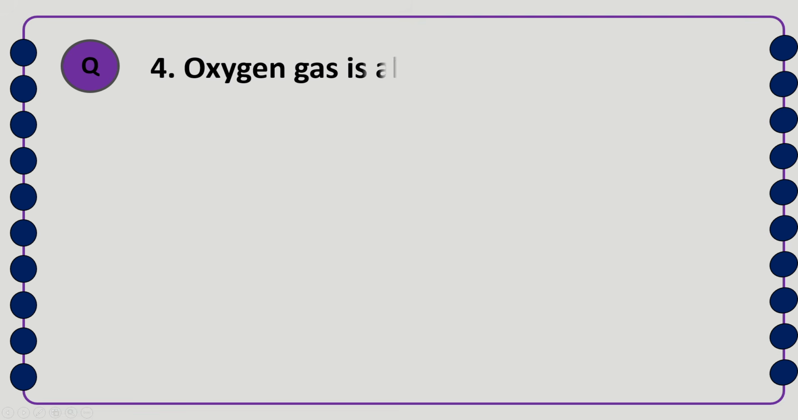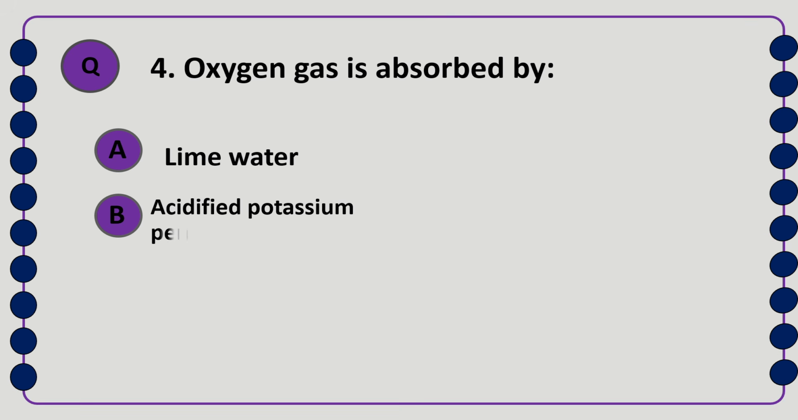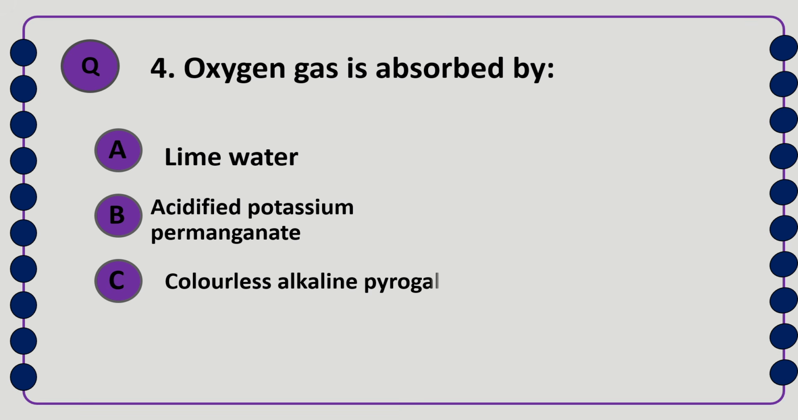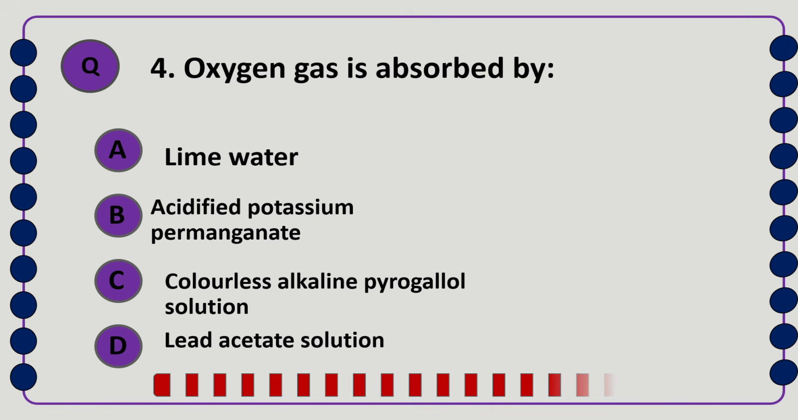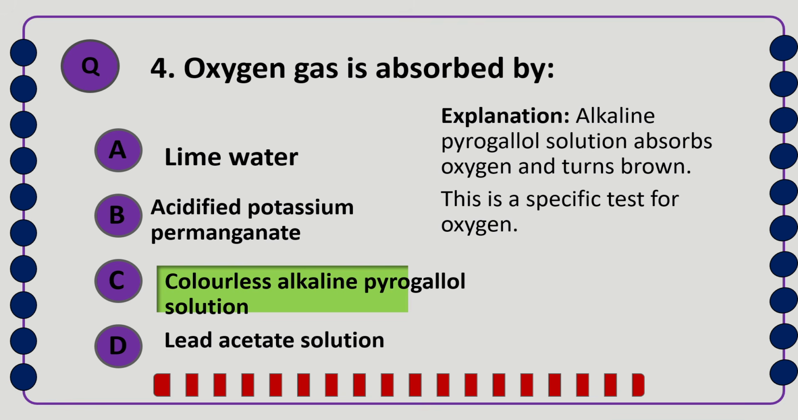Question number 4. Oxygen gas is absorbed by lime water, acidified potassium permanganate, colorless alkaline pyrogallol solution, lead acetate solution. The option is colorless alkaline pyrogallol solution. Alkaline pyrogallol solution absorbs oxygen and turns brown. So this solution can be used to identify oxygen gas. This is a specific test for oxygen. Let us move to the next question.